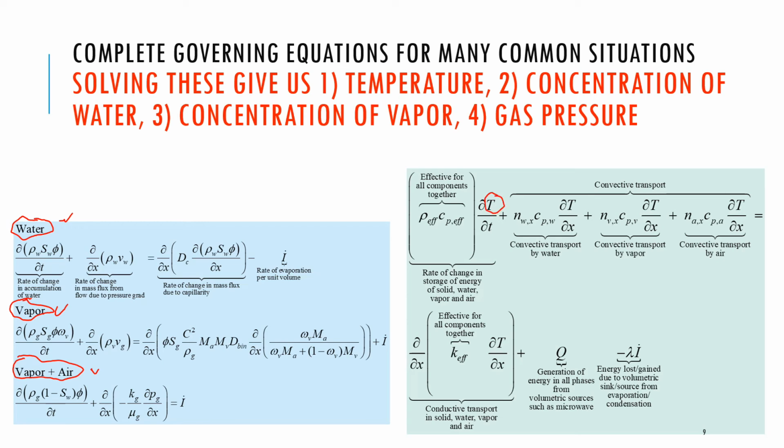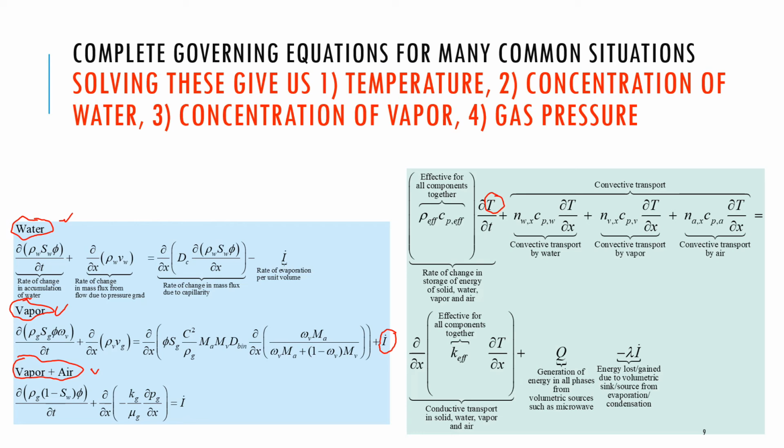Now, there are 4 equations here, but there are 5 unknowns. And so a fifth equation we need, which is a separate equation for the rate of evaporation. That's not on this slide.